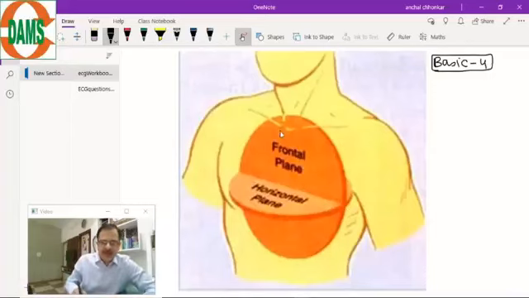This is a frontal plane. Frontal plane means the current or the ions are moving from superior to inferior direction, or from right to left or left to right. So this is a frontal plane of the heart. And second is a horizontal plane of the heart. Horizontal plane means from the endocardium to the epicardium. So there are two planes in which the ions will be traveling to produce a current.